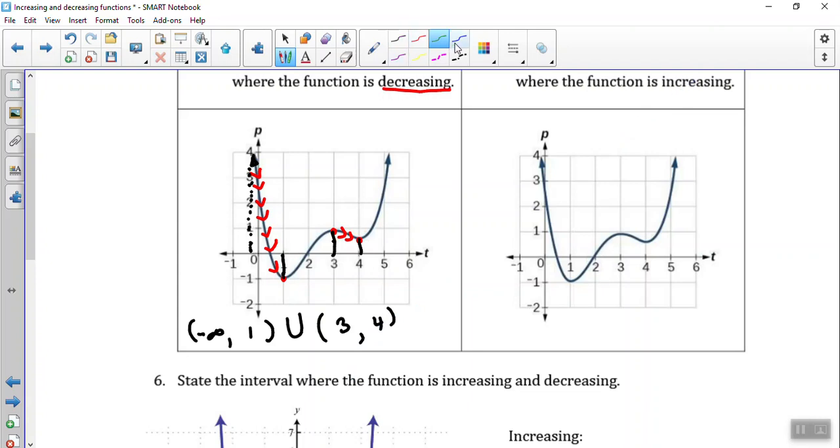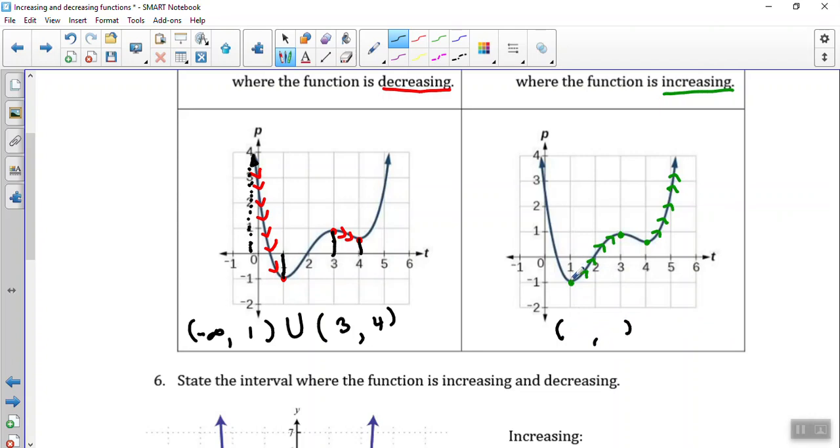All right, where is my function increasing? So again, this is decreasing here. Here's my turning point, so here's when my function is increasing. Here's my turning point, it's decreasing. Here's my turning point, increasing here. So it's increasing at these two intervals. So just to write this, I start with the open bracket. And the reason I'm never going to use a closed bracket on any of my increasing and decreasing problems is because at the turning point, it's neither increasing nor decreasing.